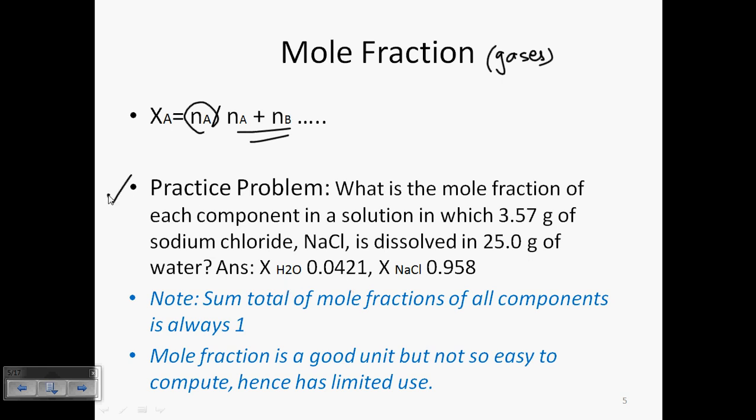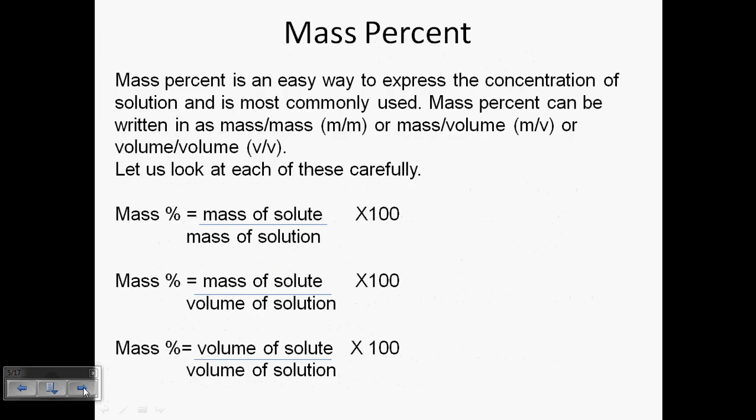This is a practice problem, and you might want to solve this and see if you get the answer. One note, the sum total of mole fractions of all the components in a mixture would always be 1. So you do get a fraction for mole fraction, and generally we write it to 2 places of decimal. Mole fraction is a good unit, but not so easy to compute or to figure out by visually looking at it. It's kind of hard to figure out, so it's not that much used. A very important unit though.